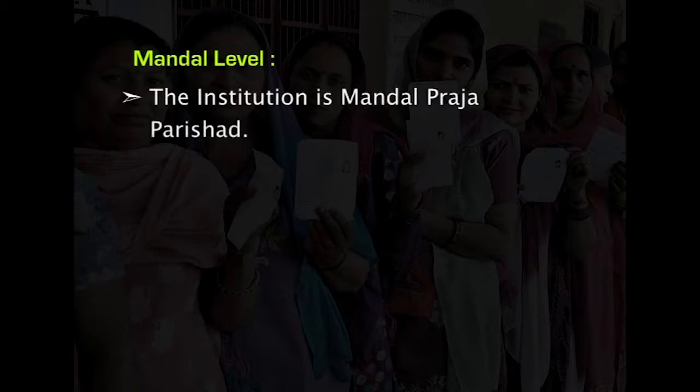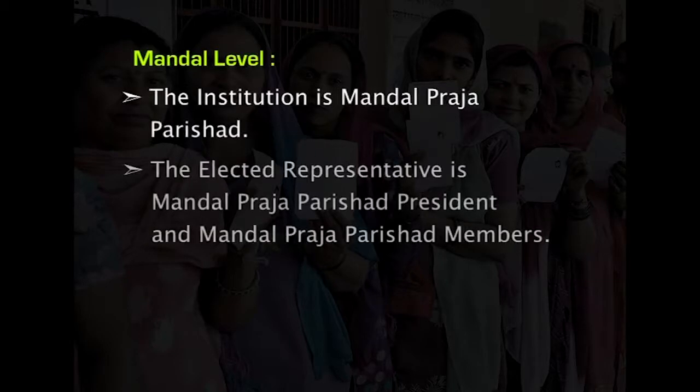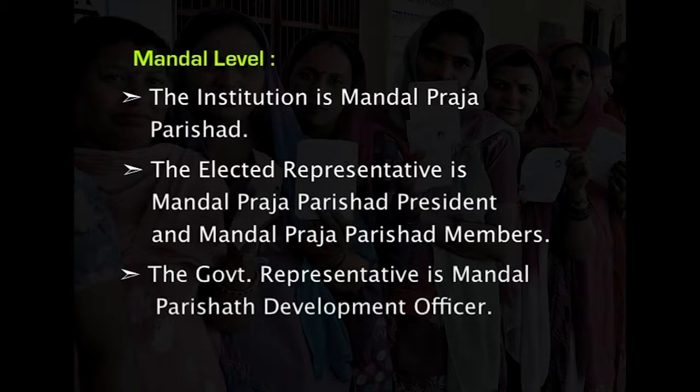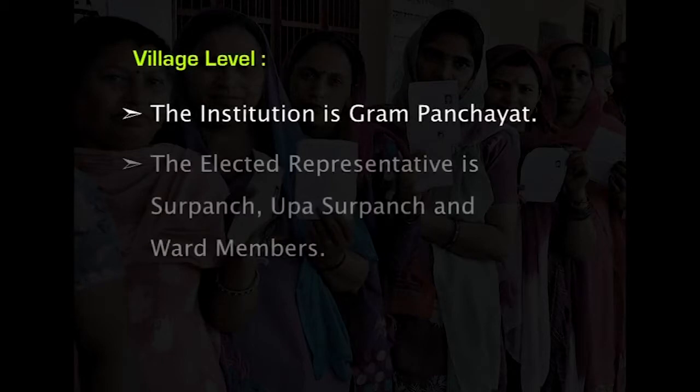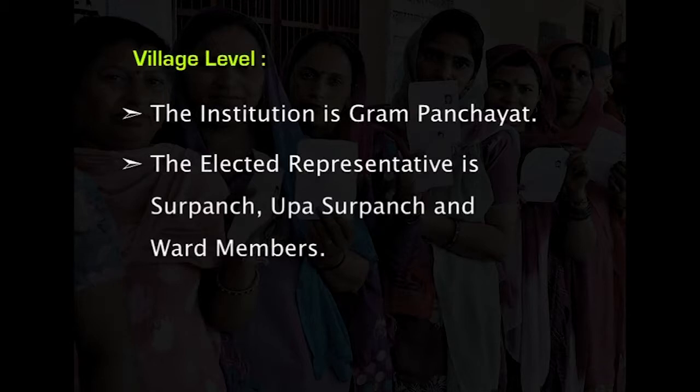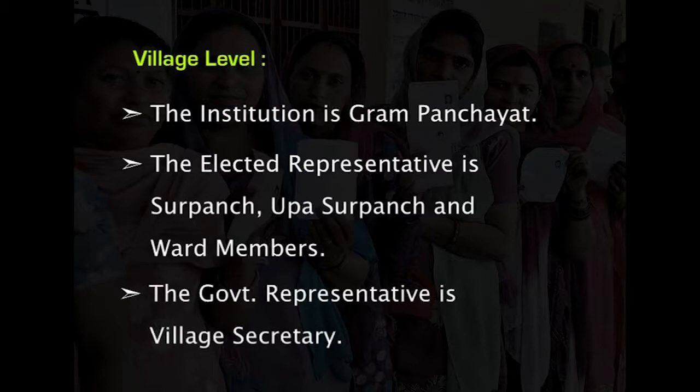At Mandal level, the institution is Mandal Praja Parishad, the elected representative is Mandal Praja Parishad President and Mandal Praja Parishad members and the government representative is Mandal Parishad Development Officer. And at village level, the institution is Gram Panchayat and the elected representative is Sarpanch, Upasarpanch and ward members, and the government representative is village secretary.